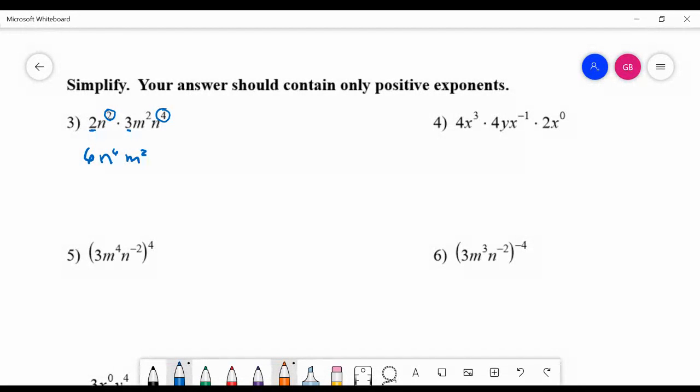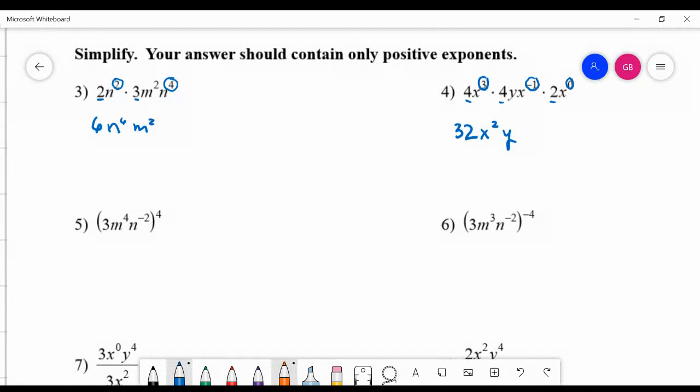Okay. For number 4, go ahead and multiply the 4s and the 2. 4 times 4 times 2, that's 16 times 2, which is 32. Okay. And then numbers with the same base, add the exponents. So we're going to add 3 plus -1 plus 0. That's going to be x to the power of 2. And then the y, since there's nothing to combine it with, you just bring it over. Okay, number 5. Also, this up here was the product.